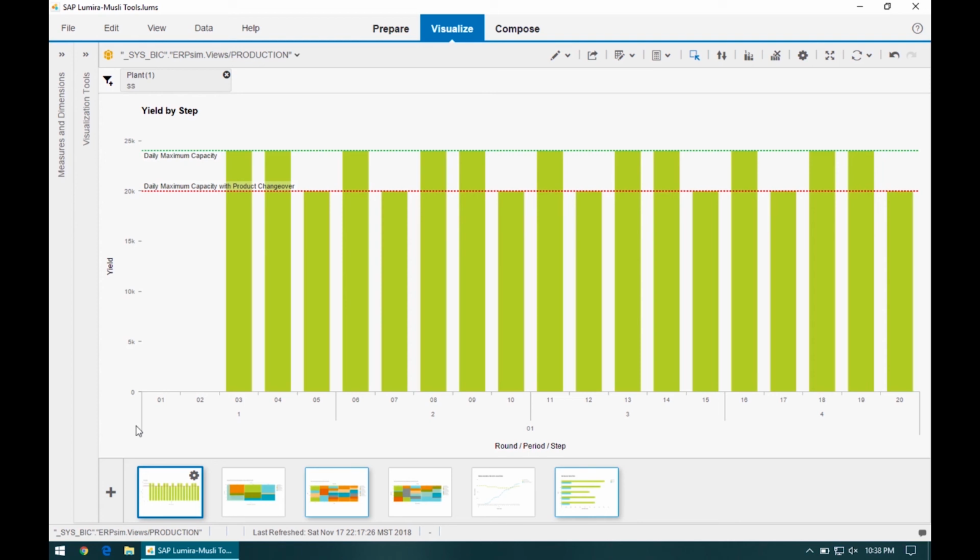There are two important reference lines that have been put in this graph, one being the daily maximum capacity of production, right now at 24,000 units, and the second would be the daily max capacity with a product changeover, which is 20,000 units due to our reduced setup time of 4 hours.